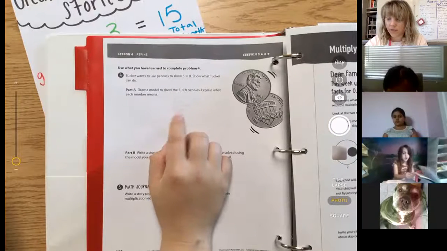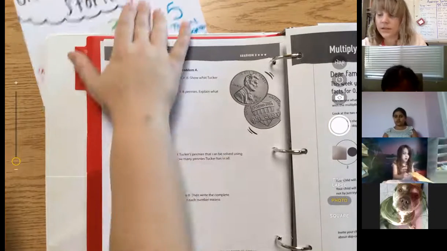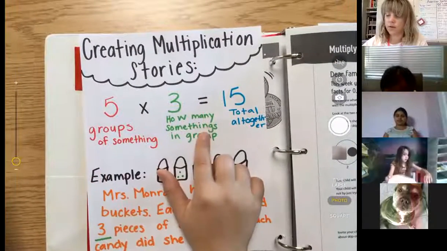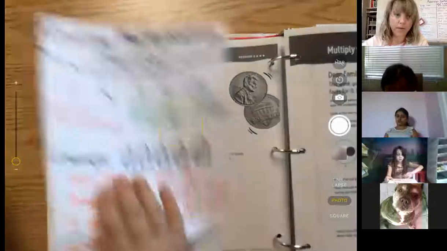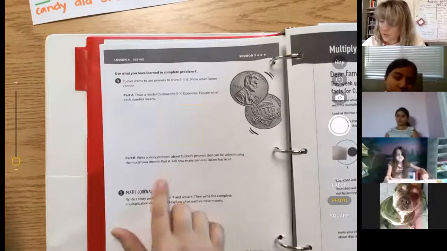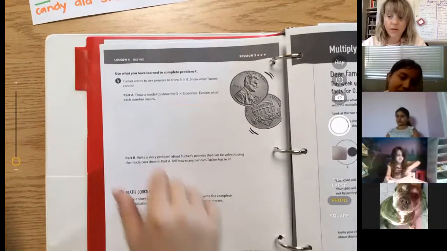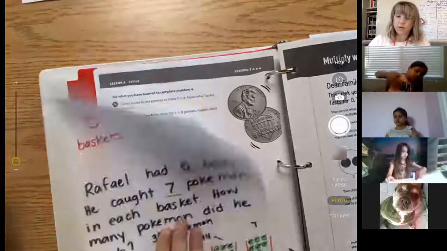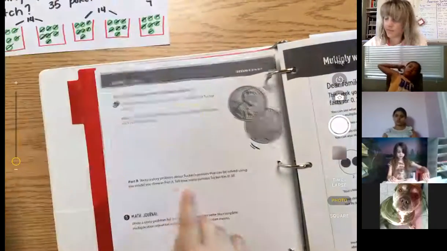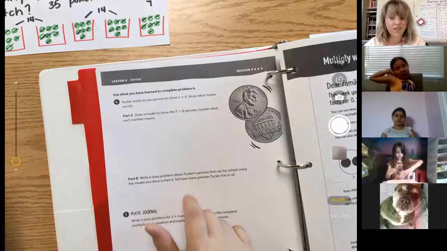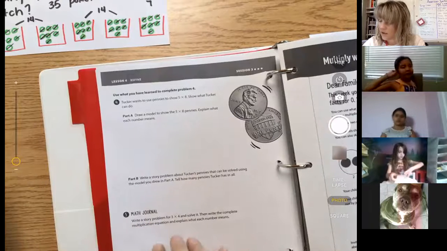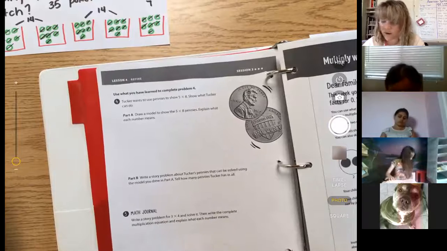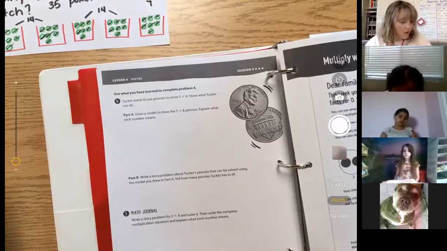They want you to draw a picture telling what each number means. That's this part right here. Groups, how many in each group, total altogether. That's what they want you to do there. And then you get to come up with a story problem, just like we did here. A story problem, but they give you the numbers and the things, okay? And then for your math journal part right here, they want you to do another number story, okay?